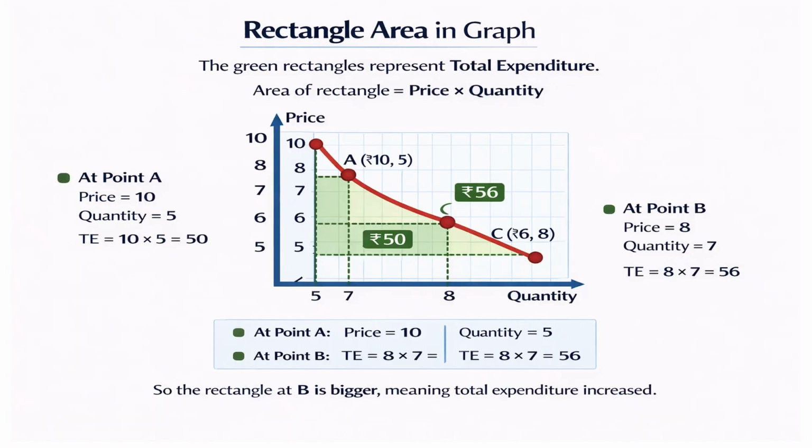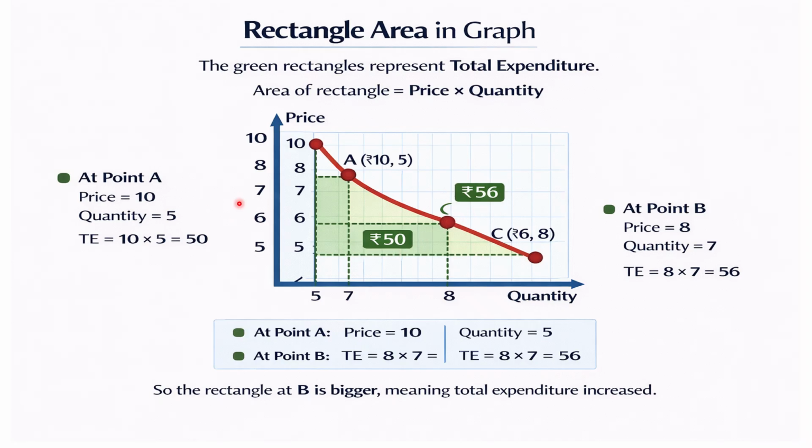See this graph, which shows elastic demand, which means when the price decreases, total expenditure increases. Let's see this graph, where when the price is 10, the quantity demanded is 5. When the price decreases to 8, the quantity demanded will increase to 7. And due to the decrease in price and increase in quantity, total expenditure also increases from 50 to 56.